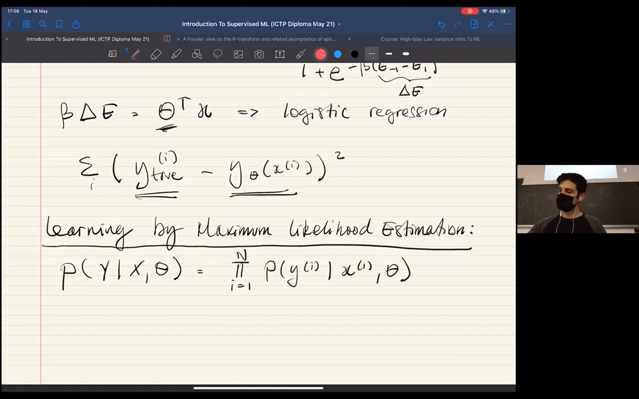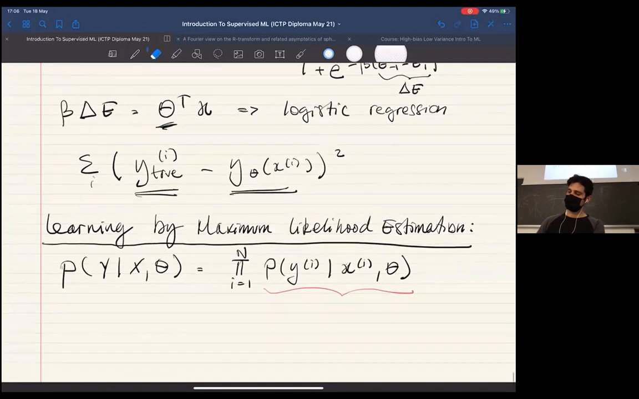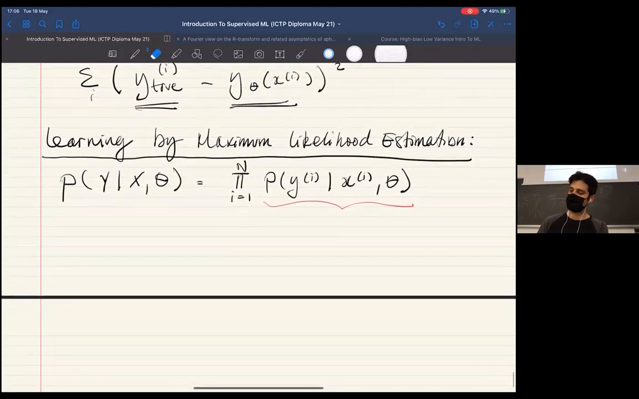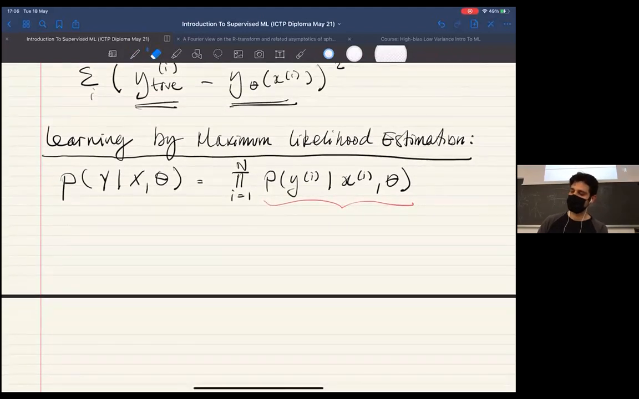So what is this likelihood according to our model? How can we write that? Binomial? So remember, our model is what? Our model is exactly this likelihood by assumption.